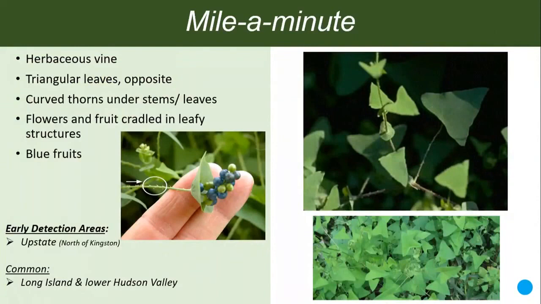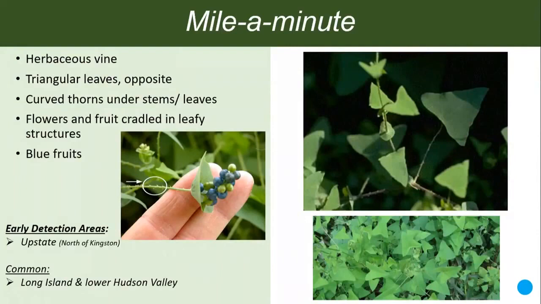And now we'll go over just a couple of species that are high priority in New York State, some of which are early detection species for many regions in New York State. So we encourage you to keep an eye out for these plants, as well as any other invasive species you are familiar with. We'll start with Mile-a-Minute from Madeline.